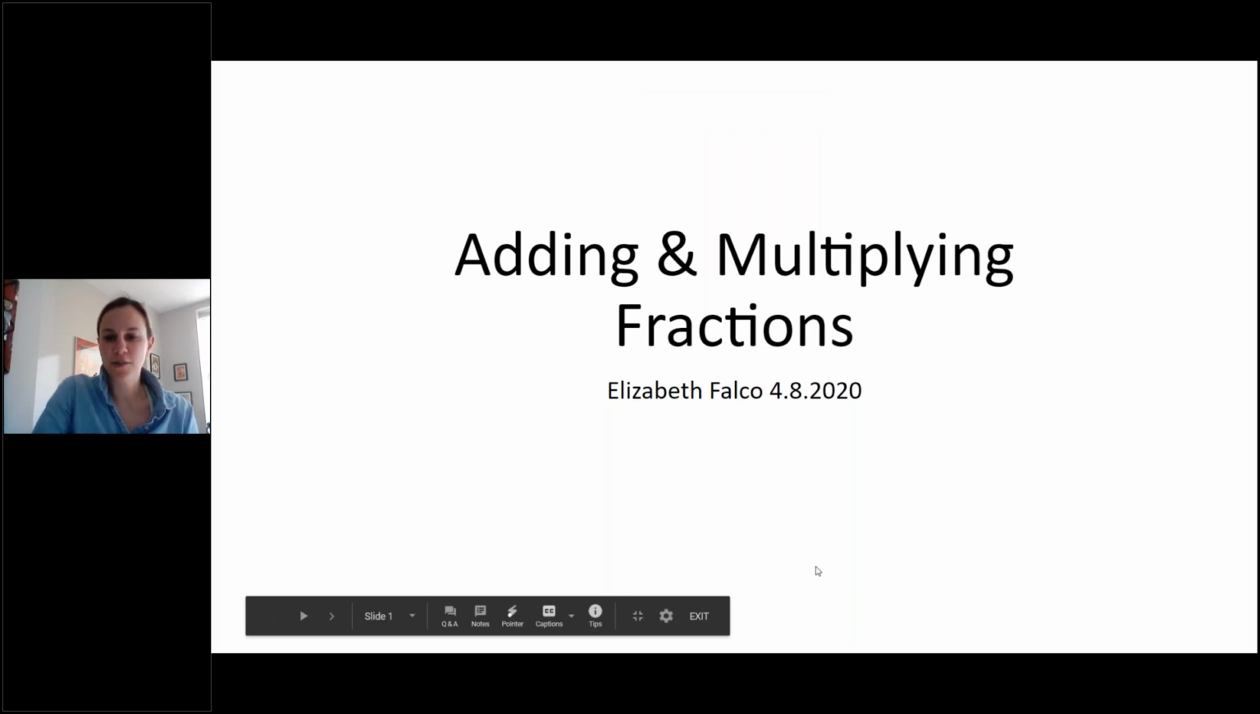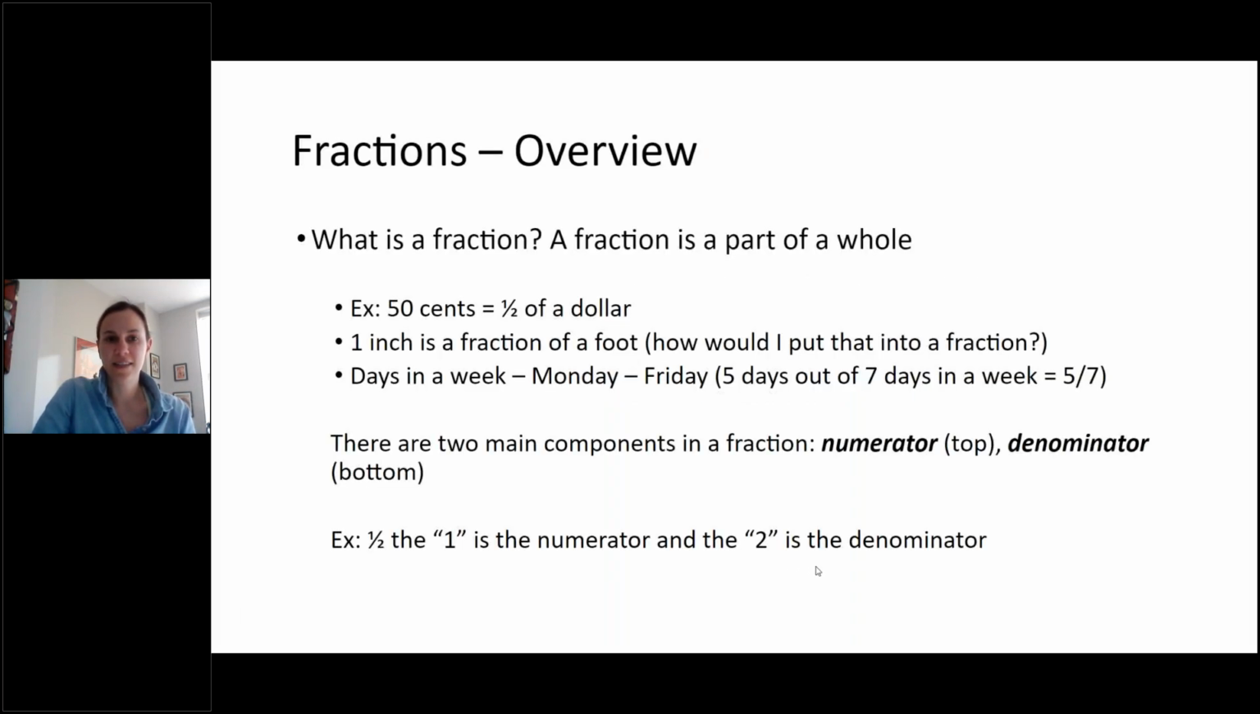Okay, so adding and multiplying fractions. To start, let's just take a step back before we get into the math part of things and think about what a fraction is. Sometimes people think fractions seem scary, but fractions are not scary. You deal with them in everyday life. A fraction simply means it's a part of a whole.